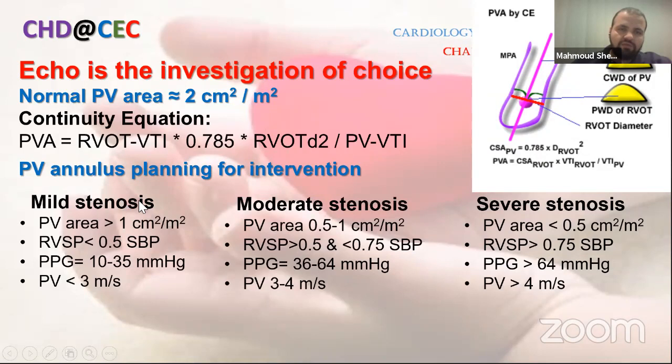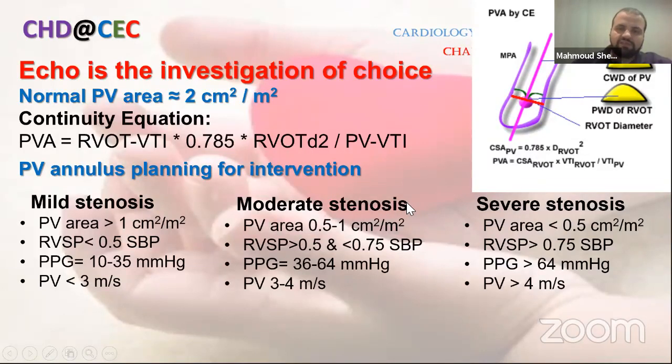So from the echo, also the degrees of pulmonary stenosis. In mild stenosis, pulmonary valve area is more than 1 centimeter square per meter square. The right ventricular systolic pressure is less than half systemic blood pressure. The peak pressure gradient across the valve is from 10 to 35 millimeters mercury. This is calculated from the Bernoulli equation, which means that the velocity across the pulmonary valve is less than 3 meters per second.